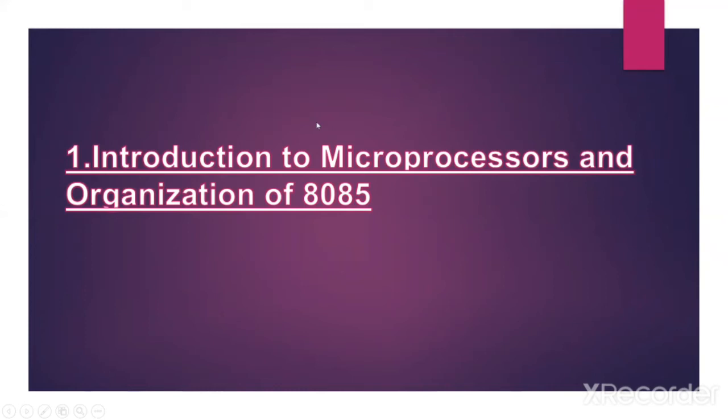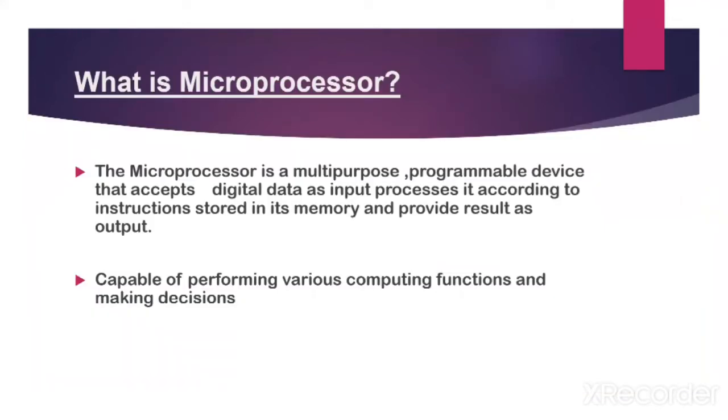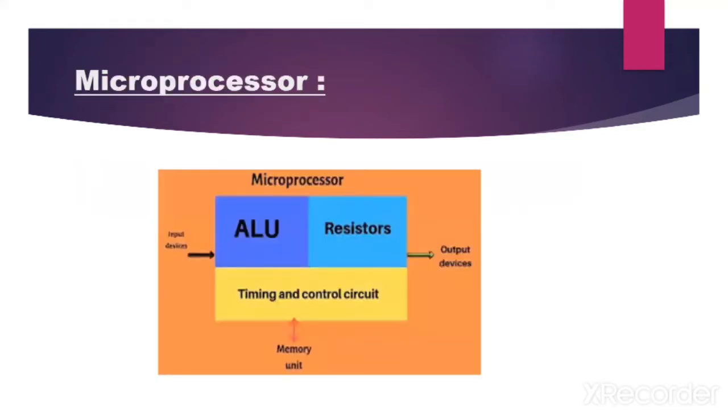In the last lecture, we discussed the microprocessor and the organization of the 8085. A microprocessor is simply a programmable, multipurpose device that accepts digital data as input and processes it according to instructions stored in its memory, and provides results as output. It is also capable of performing various computing functions and making decisions.